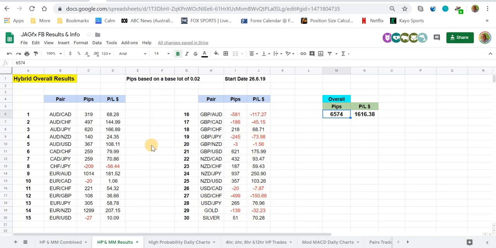Geez, I'm having trouble speaking tonight. I've been on the simulator for a long time and my eyes are playing up, now my voice is playing up. So yeah, there's the spreadsheet there.